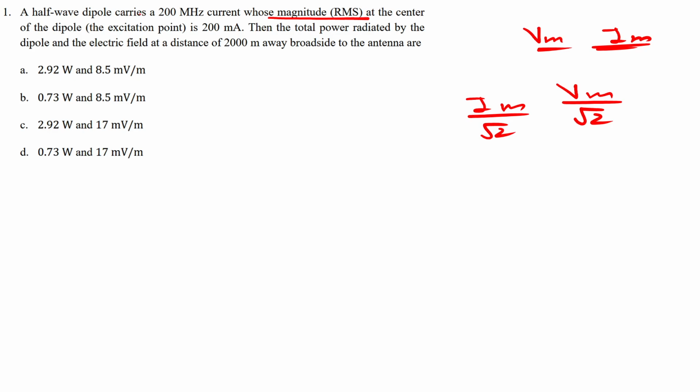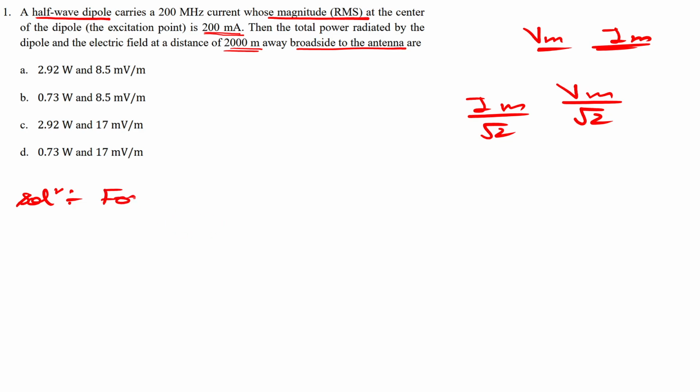At the center of the dipole, the excitation point, a current of 200 milliamperes is flowing. Then the total power radiated by the dipole and the electric field at a distance of 2000 meters away, broadside to the antenna, are asked. So first thing to notice is we are given a half wave dipole, and the problem asks us to find the radiated power and the maximum electric field in the broadside direction, that is theta is 90 degrees.